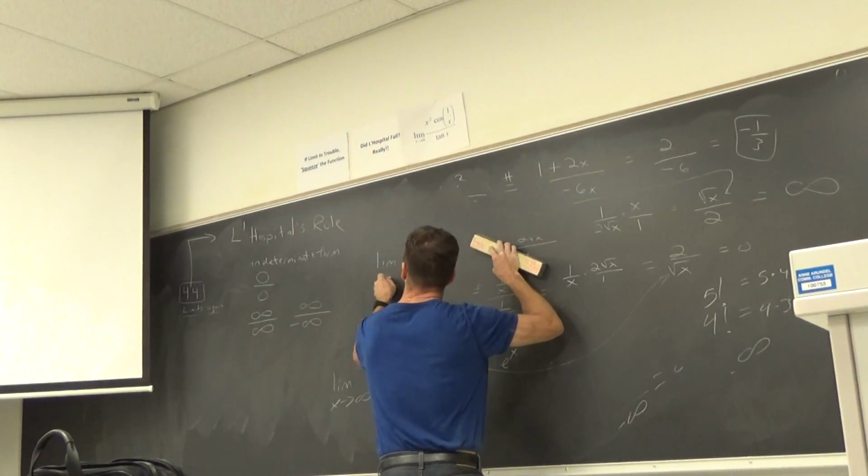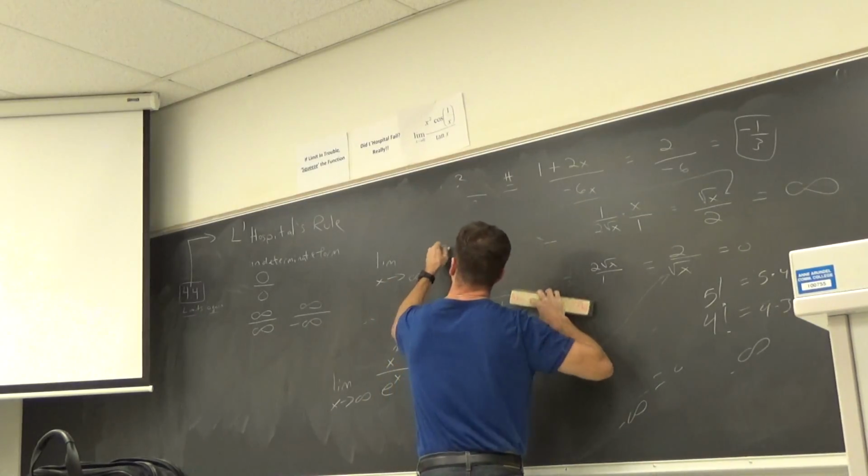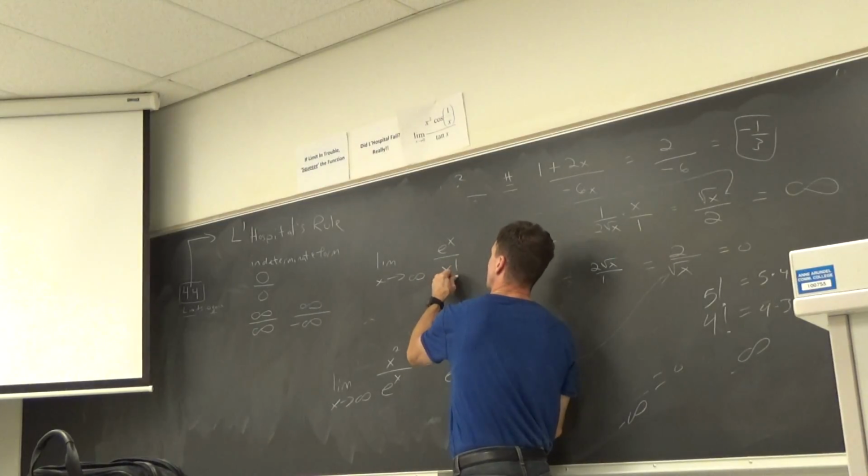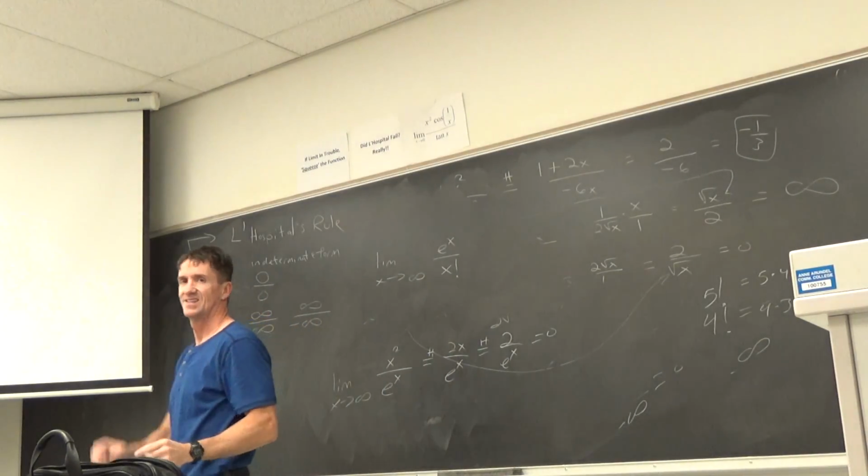Art, do you know this answer? I got e to the x up there, that's a fast growing function, but I've got this guy in the bottom. Oh, then that should be 0. Yeah.